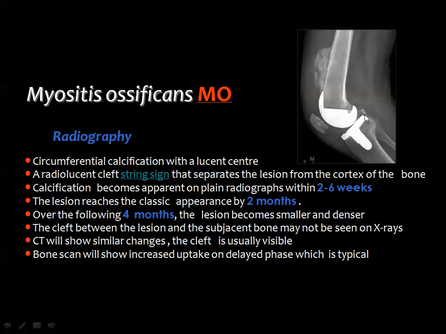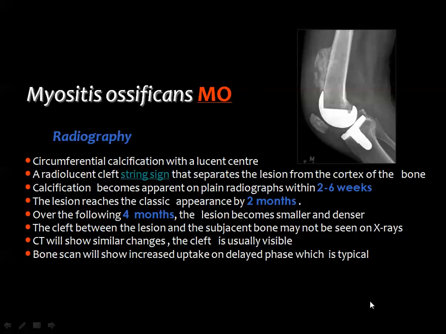Here you see a patient with total knee replacement with a development of a bony mass along the anterior aspect of the femoral shaft. Calcification begins to appear on the plain films within 2 to 6 weeks of the trauma or the surgery. The lesion reaches the classic appearance by 2 months. Then during the following 4 months or so, the lesion becomes smaller and dense.